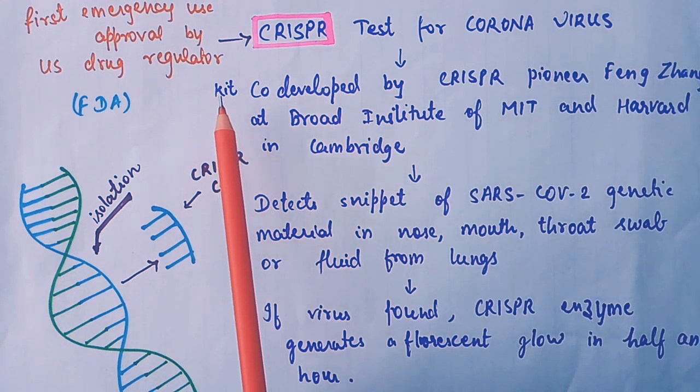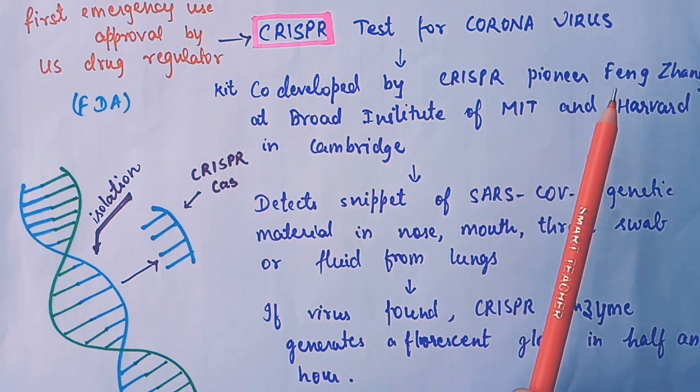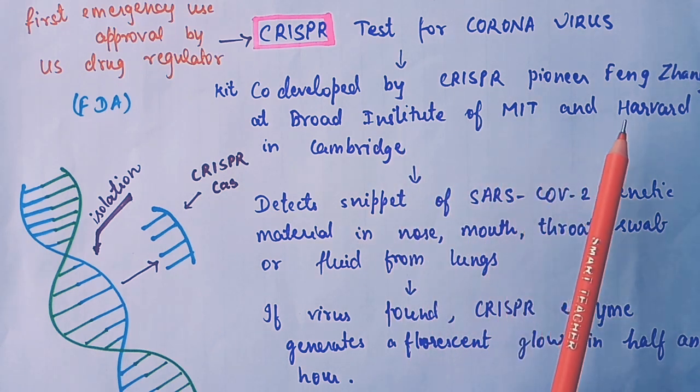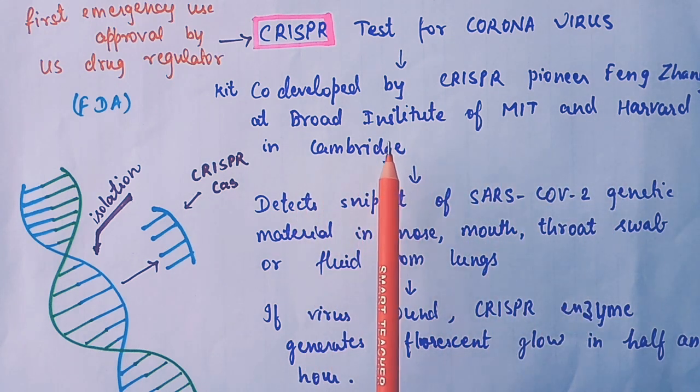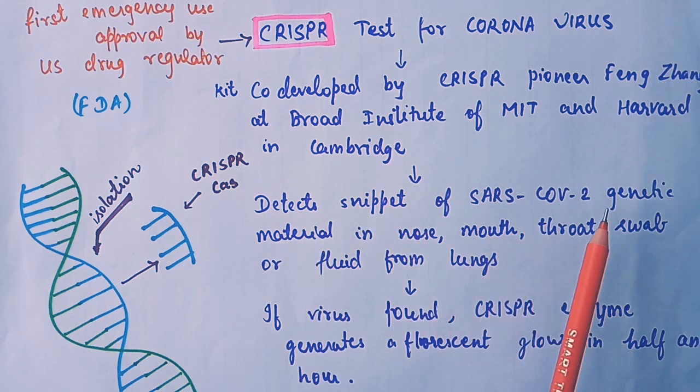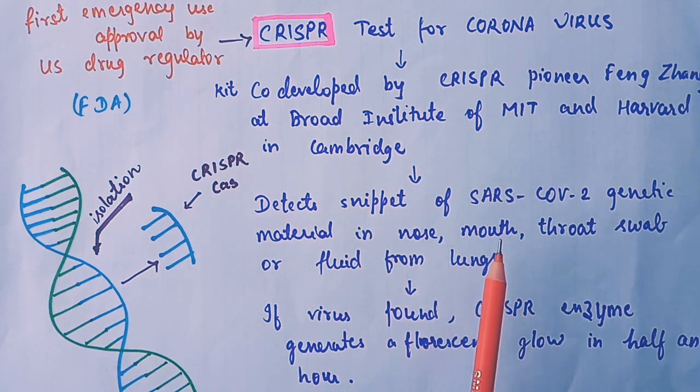It is a kit which is developed by CRISPR pioneer Feng Zhang at the Broad Institute of MIT and Harvard in Cambridge. So what does it do? It detects the snippet of SARS-CoV-2 genetic material in a nose, mouth, throat swab or fluid from the lungs. And then if the virus is present, then the CRISPR enzyme generates a fluorescent glow in about half an hour, as described by the company.